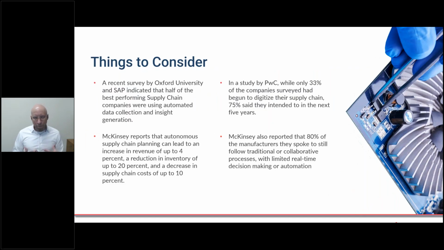And thinking about what everyone else is thinking on the topics we just discussed, Oxford University and SAP did a survey of 1,000 different purchasing organizations recently. And for those that ranked at the top, which were about 12% of all of the companies that were actually surveyed, half of those that were ranked at the top as the best performing were using automated data collection and insight generation. That's at 50% there, versus if you look at the remainders, those that didn't make it to the top of the performance measurements, only about 15% were using automated data collection and insight generation.